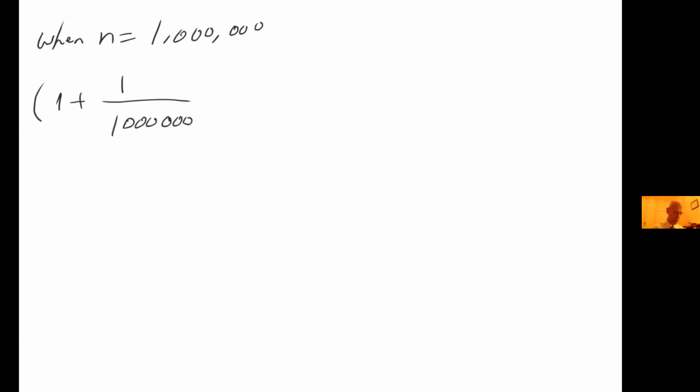So let's say when n equals 1 million, 1 with 6 zeros, then I have 1 plus 1 over 1 million to the power of 1 million. And I got 2.71828, which is very slightly bigger than the previous number. And let's do one last number.